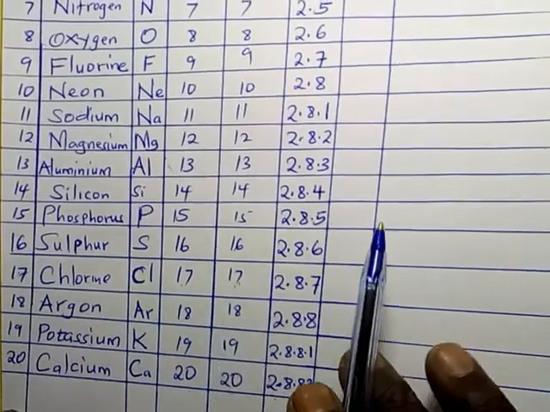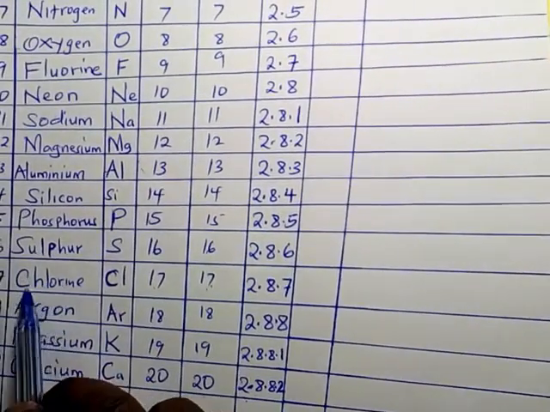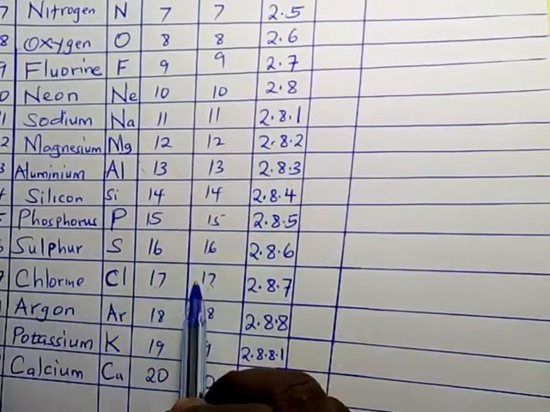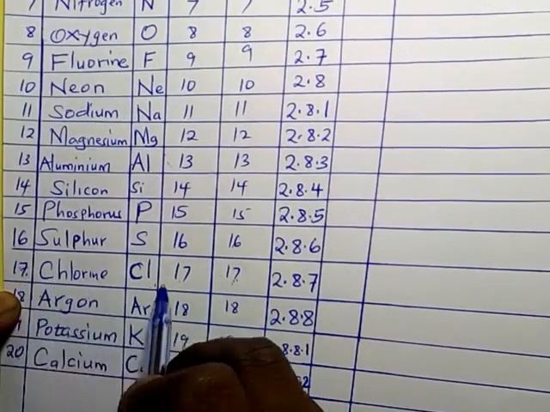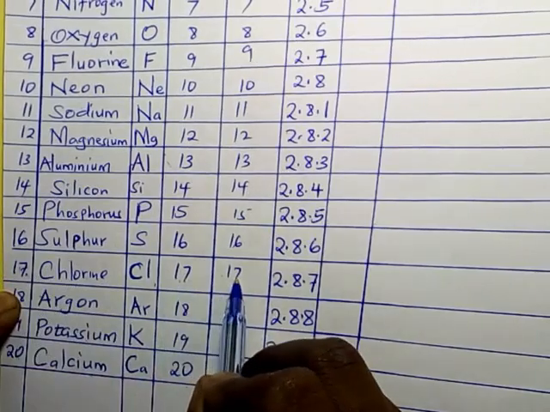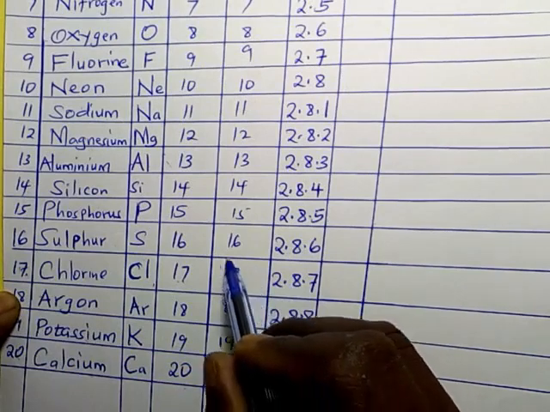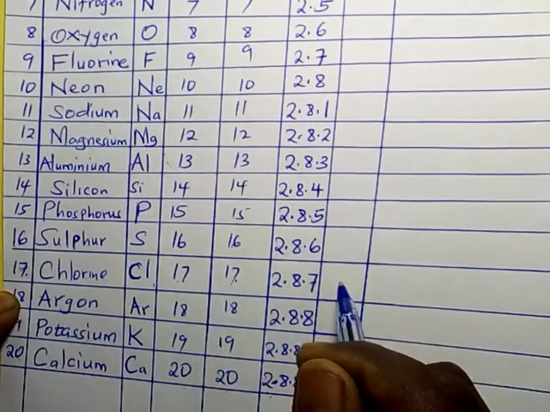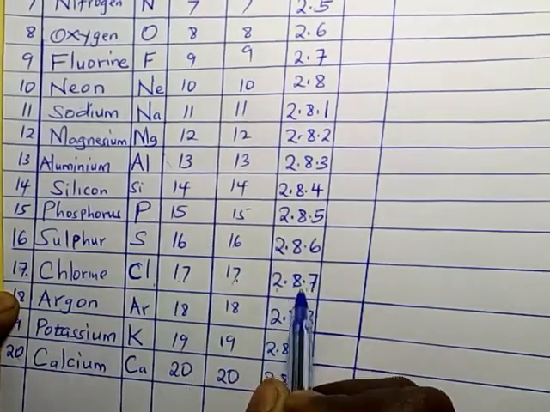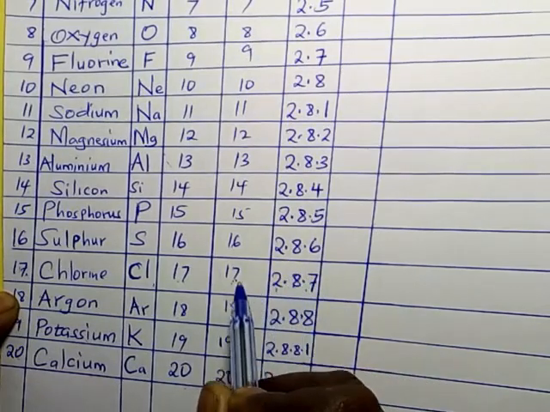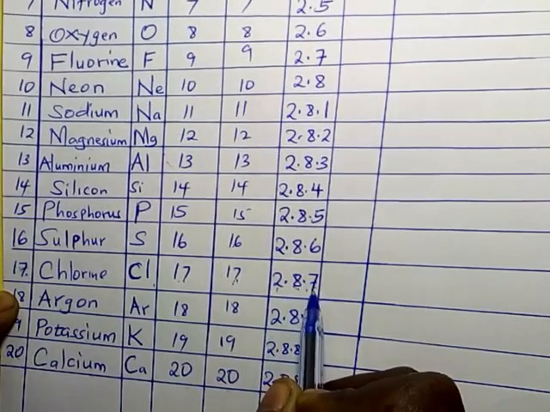Very important. When we are writing electron configuration, if I pick 17, chlorine, I know that chlorine is atomic number 17. Therefore, it has 17 protons and 17 electrons. When we are writing electron configuration, we are writing the electrons in the first energy level, second and third energy level. So chlorine has 1, 2, 3 energy levels. You must make sure that this will sum up to 17. 2 plus 8 is 10, 10 plus 7 is 17.